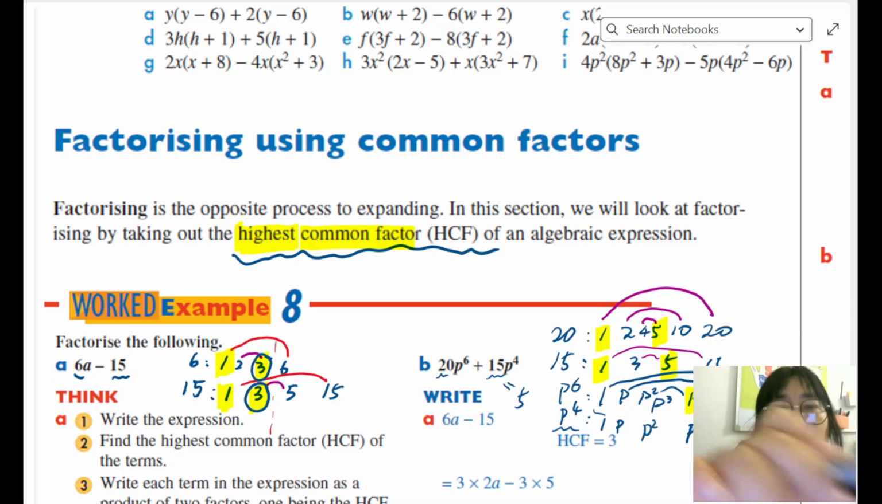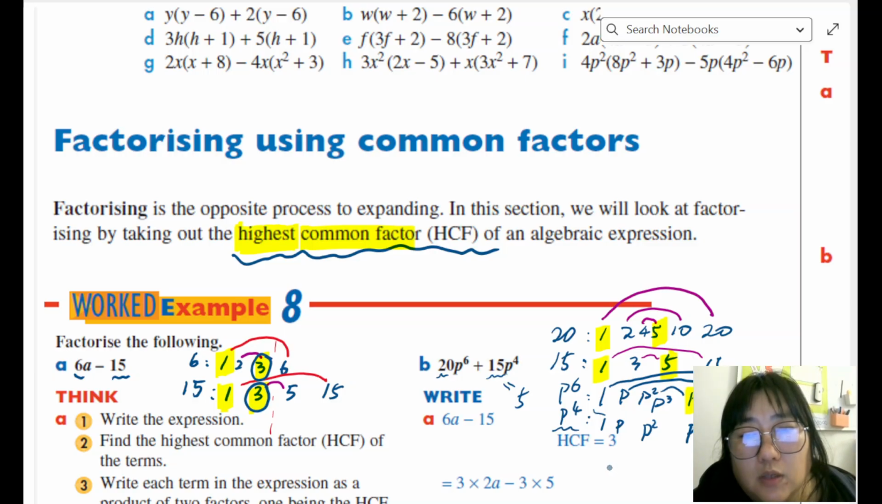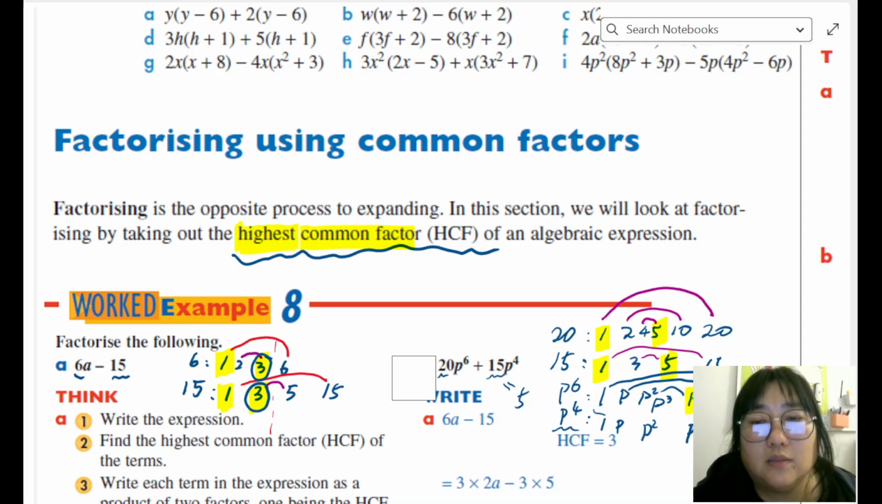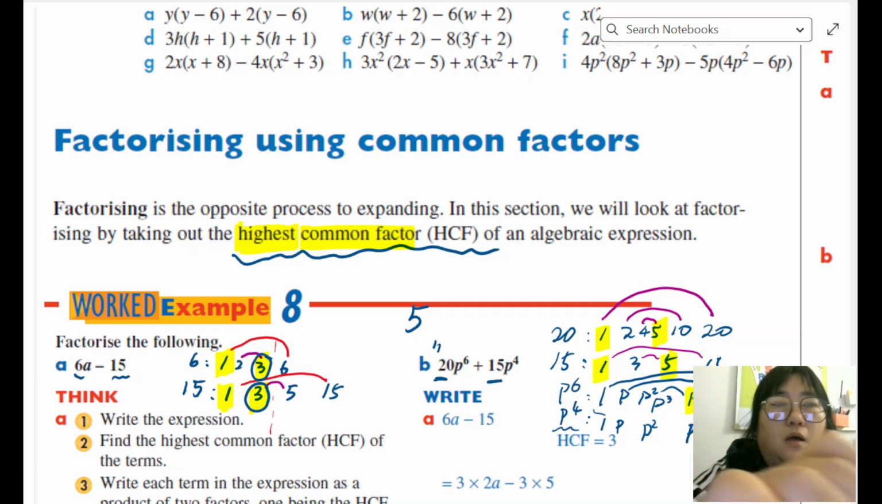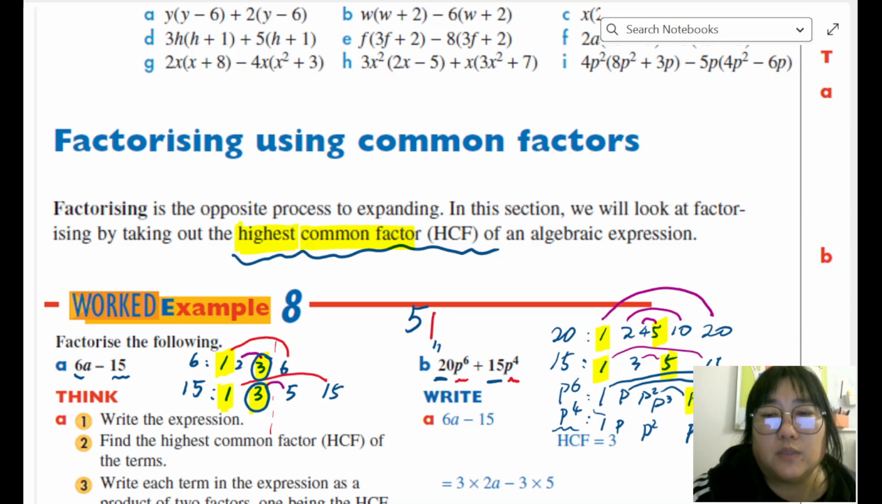So that is why when you factorize 20 and 15, what you have to write down is that they have the common factor 5 between 20 and 15. And for p to the power 6 and p to the power 4, that is p to the power 4. So that will be the highest common factor.